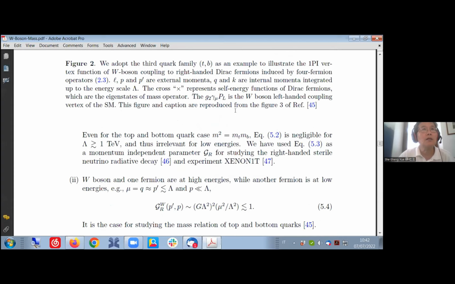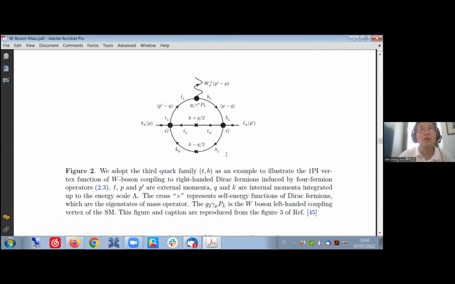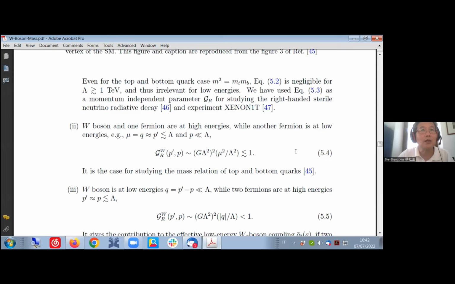In a xenon case, external momentum is low energy, okay? Because in a xenon case, you are trying to detect some signal directly from the dark matter particle. So this dark matter particle is in low energy, external momentum. Okay, so this is case one. Instead, here is case two.